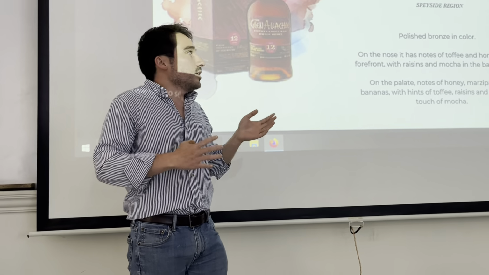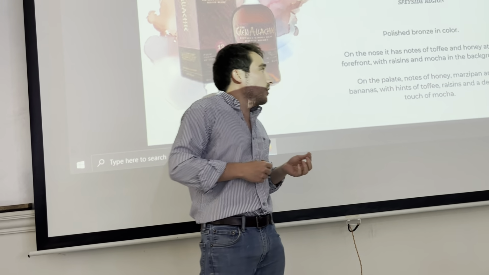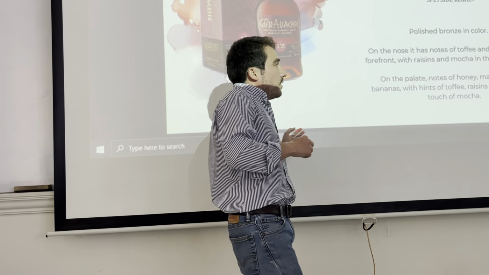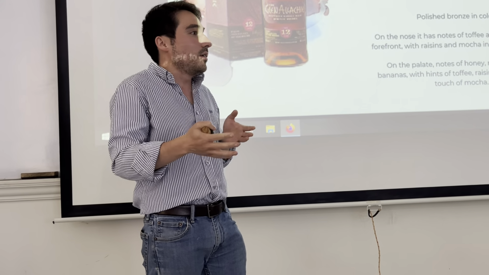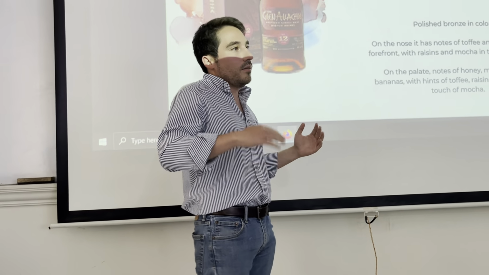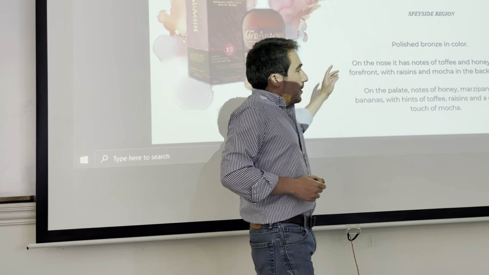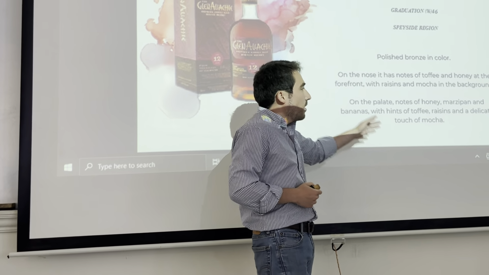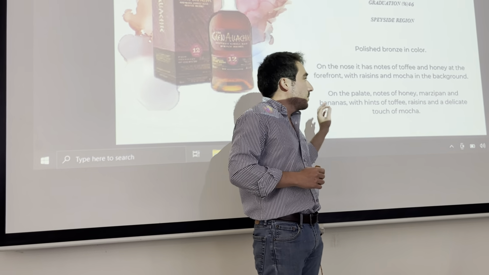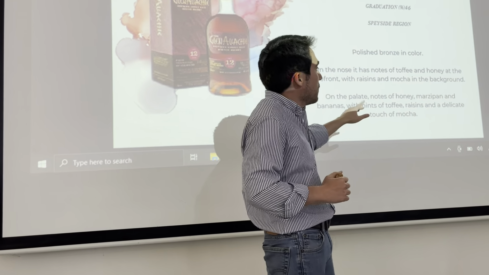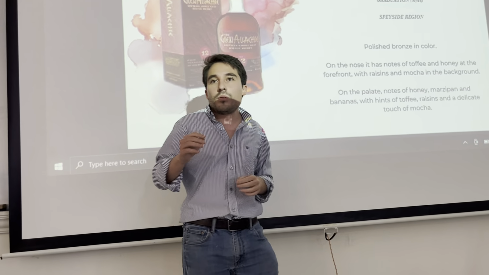So it has some notes of caramel, toffee caramel. It has a bit of honey and a little bit of raisins. It also depends on the barrel, where the oak was planted and what the environment was like. So the sommelier notes are honey, marzipan, and bananas, with a little bit of caramel, toffee, and a delicate touch of coffee and mocha.